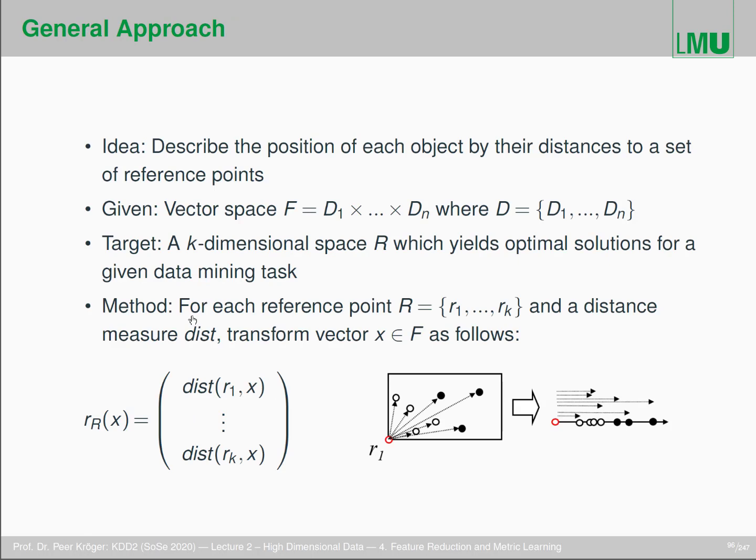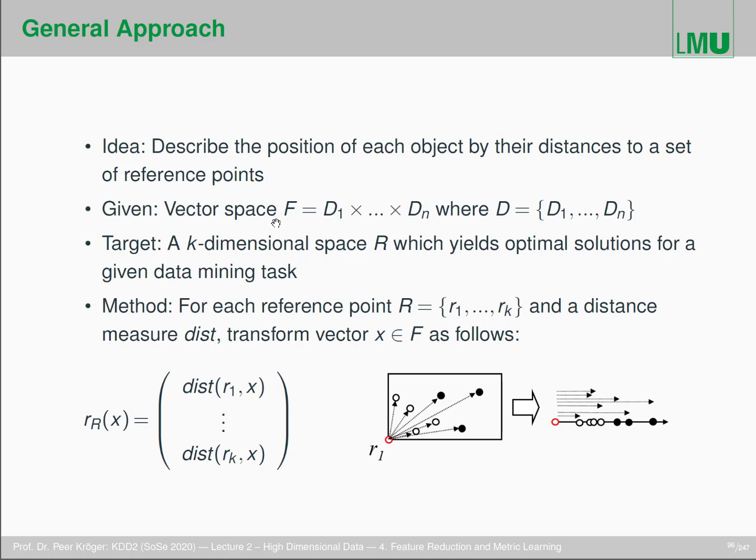So what is the idea? The idea is you describe the position of each object by their distances to a set of reference points. So you just take a set of reference points, and then you measure the distance of each point to these reference points. And these distances are the new features of each of the points.